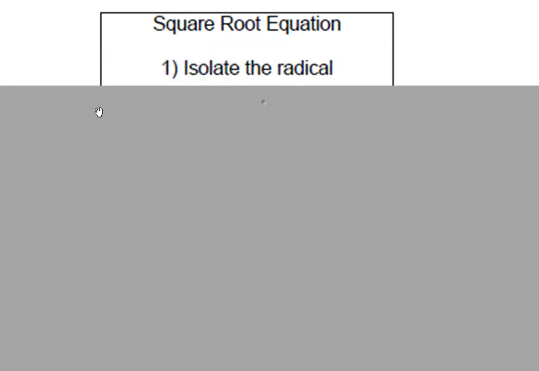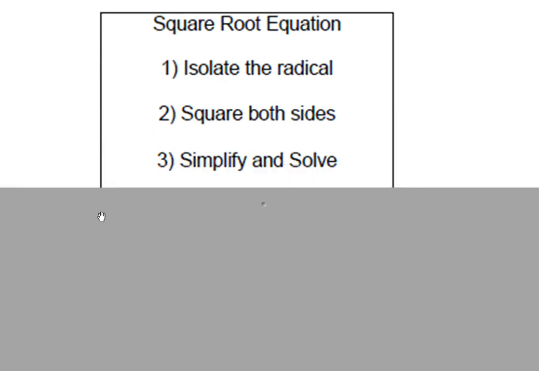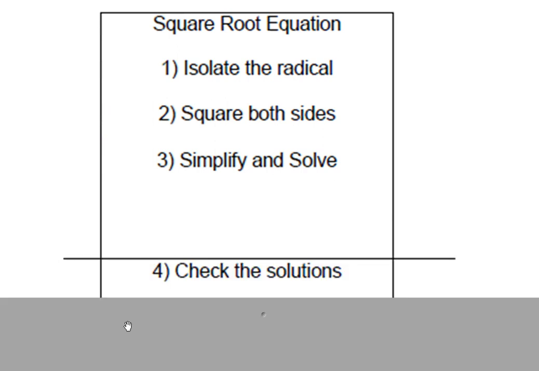Alright, step number 1. The I in IRS stands for isolate. We want to isolate the radical. That means I want to get the radical on one side of the equal sign by itself. Step number 2. We want to square both sides in order to remove the radical. And step number 3. We want to simplify and solve. And that's what the S stands for in IRS. And there's step 4, but it's not listed, and you know what step 4 is. We always want to check our solutions.